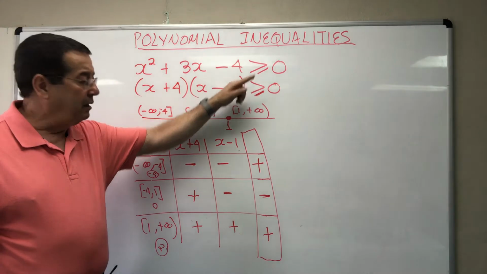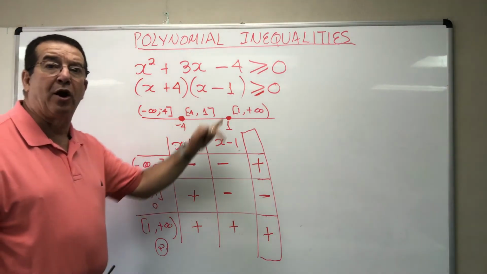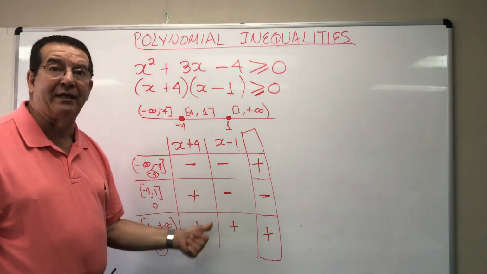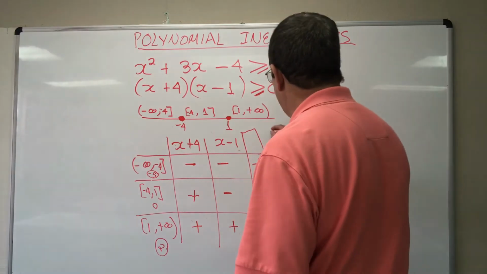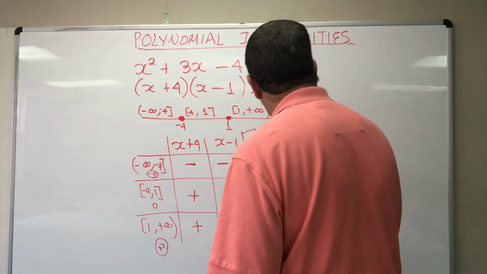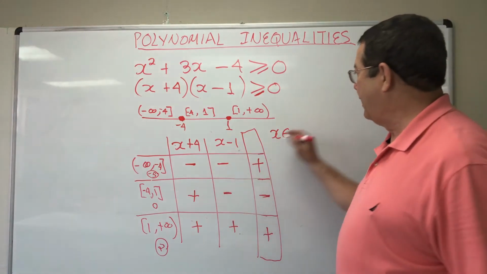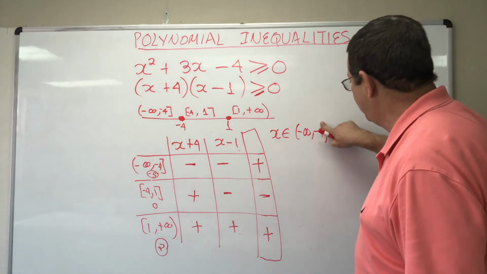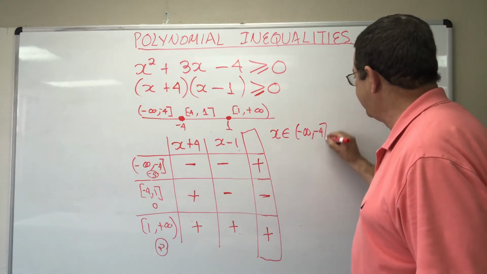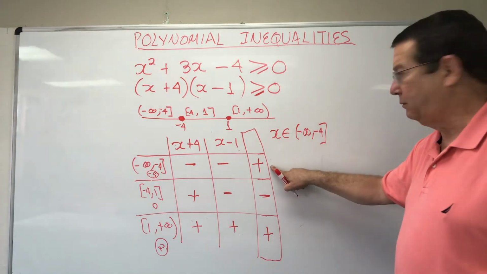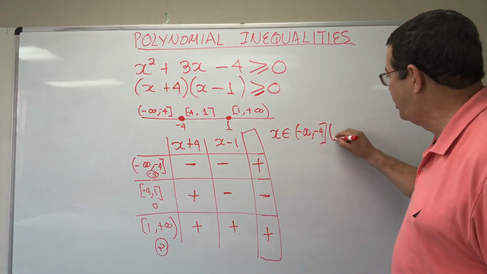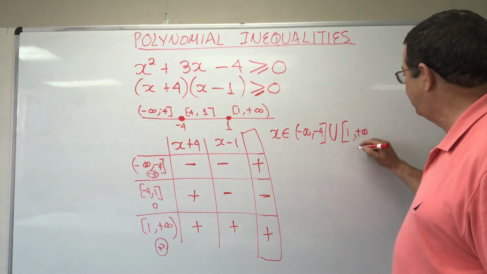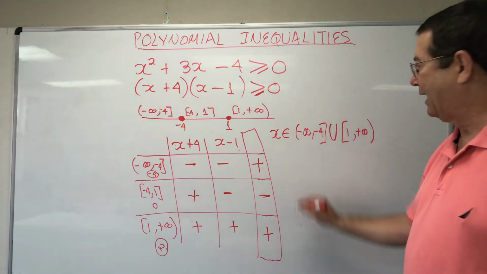Now, what is the interval when the polynomial is positive? In this row and in this row. How would I write the solution? You say from negative infinity to negative 4, and you include negative 4 because it can be 0. This is the first interval, and another interval is this. You use union, and now I'm going to write 1 to positive infinity, and you have the solution.